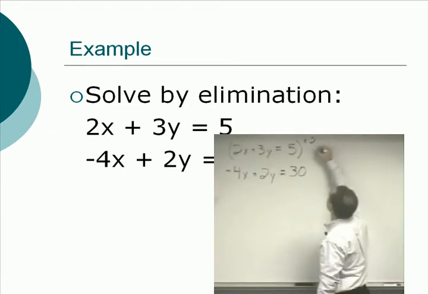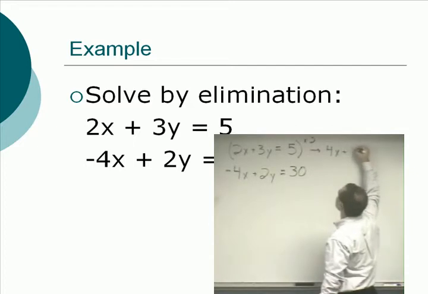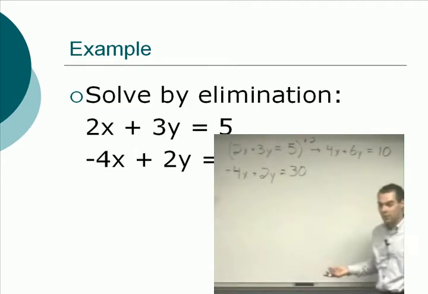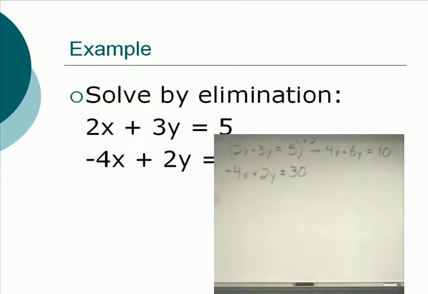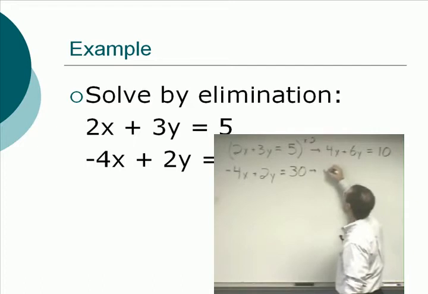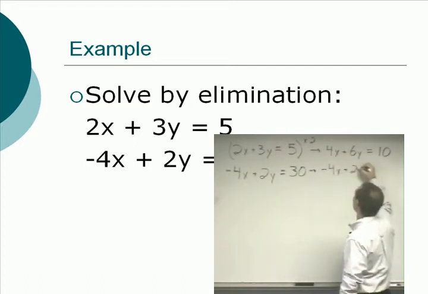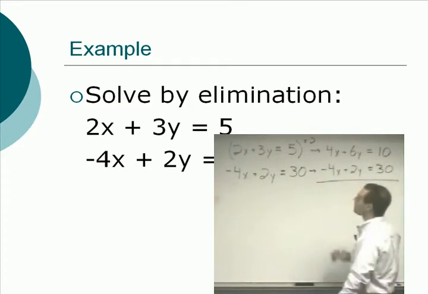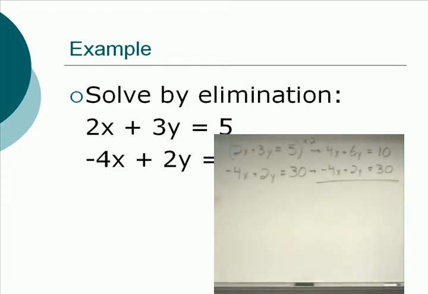And so the equation becomes 4x plus 6y equals 10. What are we going to do with the bottom equation? In this case, nothing. Sometimes we'll have to modify both. In this case, we don't need to do anything. This equation, we're just going to leave the way it is, and that becomes negative 4x plus 2y equals 30.